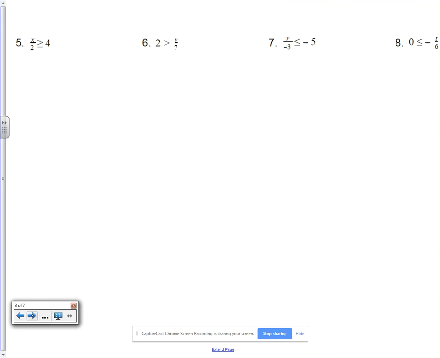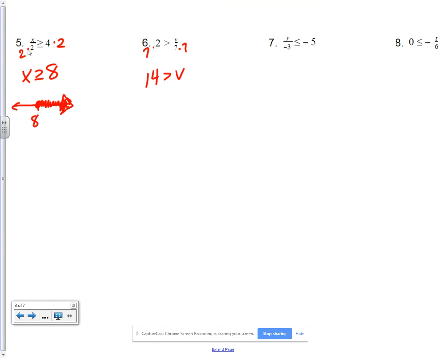Those are the numbers that are less than 5. To isolate the x in number 5, I'm going to multiply by 2 since it's being divided by 2. Notice the variable does come first. Close circle on that 8 because of the equals bar, shaded to the right because it's greater than. Number 6, same idea. We'll multiply by 7 on both sides.